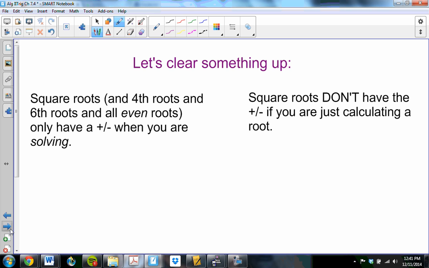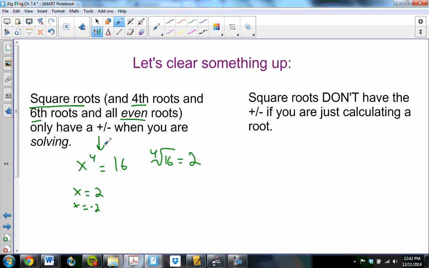One thing I want to clear up right away: square roots and 4th roots and 6th roots and any even root, those are the ones that have a plus or minus when you're solving. So if I said that x to the 4th equals 16, well, that means that x could be 2 or x could be negative 2, because both 2 to the 4th equals 16 and negative 2 to the 4th equals 16. But if I just said, what is the 4th root of 16, then I just put a positive 2.